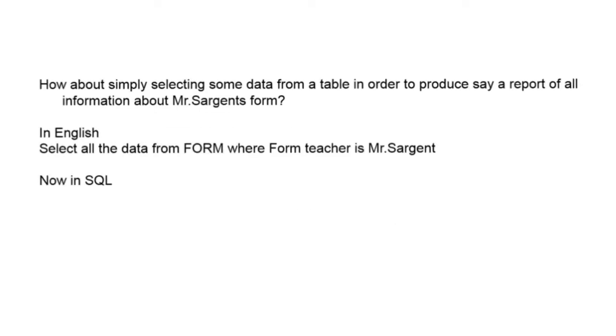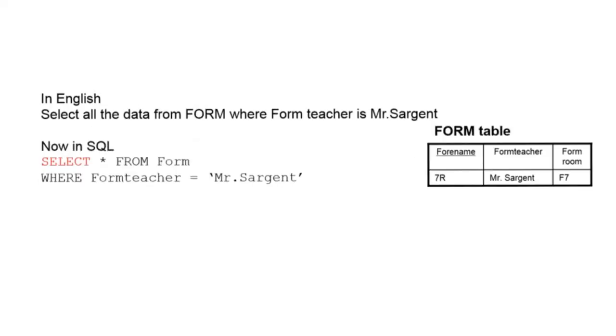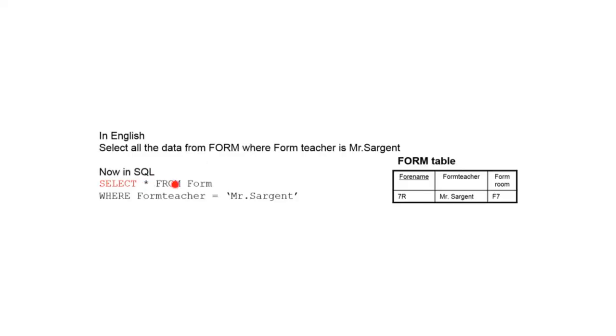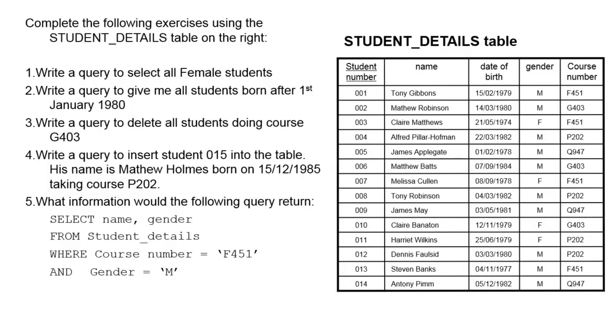How about simply selecting some data from a table in order to produce a report of all information about Mr. Sargent's form? To give you a hint, you can use the wildcard character star to mean all fields. There's the answer. How did you do? Select all fields from the form table where the form teacher is equal to Mr. Sargent. Pause the video and have a go at some of these questions here.